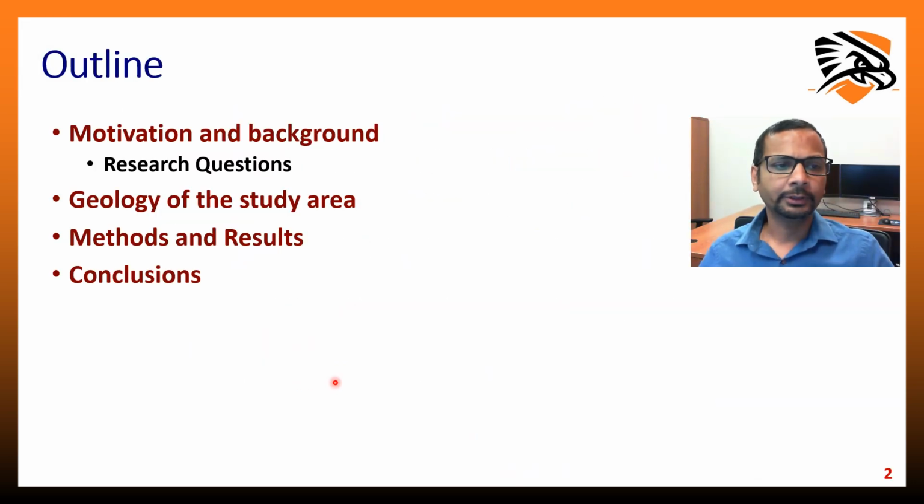So, outline of our work. In this presentation, we will start by giving you the motivation and background of our work, and I will also address the research questions that arise during our research. And then I will show you the study area and discuss the dataset that is available. And then further, I will describe the methods and the results that we have obtained with our research. And at last, I will give you the conclusions of this study.